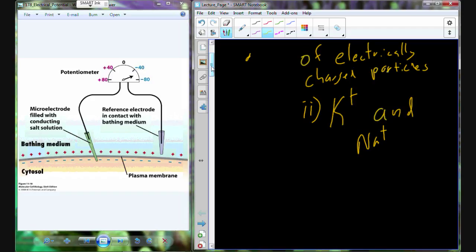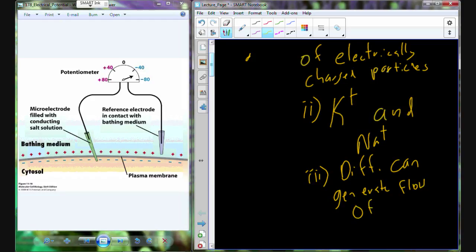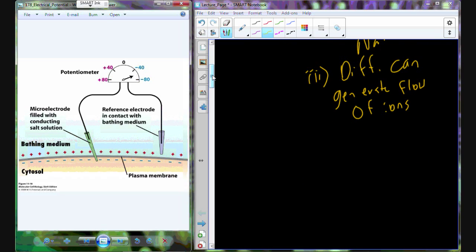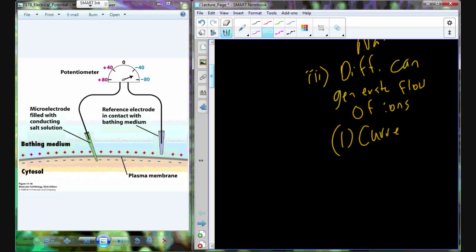Now, the differences across the barrier, when the barrier becomes permeable, those differences can lead to or generate flow of charged particles called ions. So if I had some sort of hole that could be produced in the barrier there and I'd have my positive ions begin to rush in, that movement of those charged particles across that barrier generates flow. The flow of any charged particle is referred to as current.